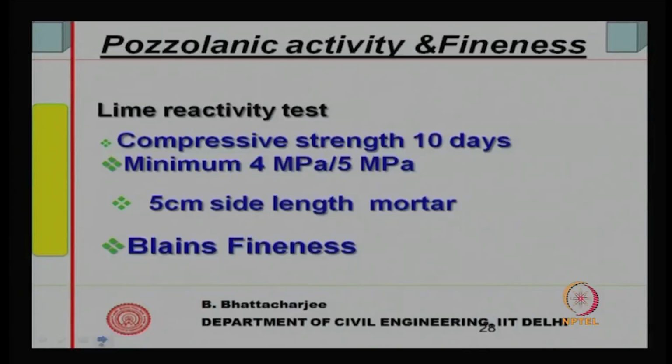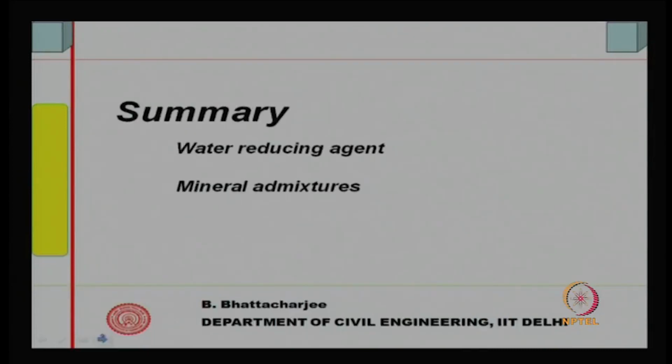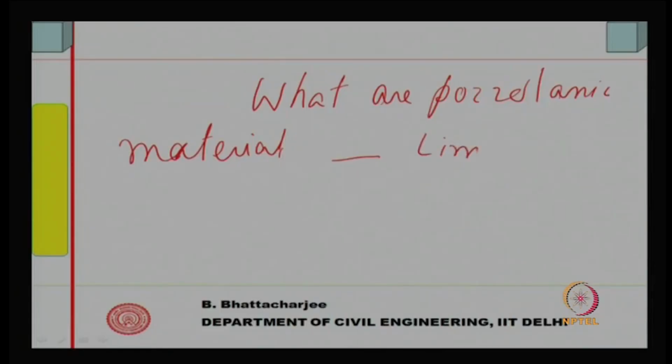So, what have we seen so far? We have seen what pozzolanic materials are. From the definition, a pozzolanic material is one which reacts with lime in the presence of water. Lime plus water plus pozzolana would produce CSH.